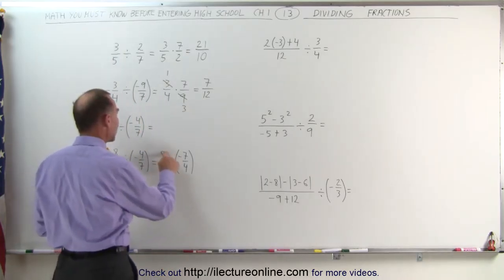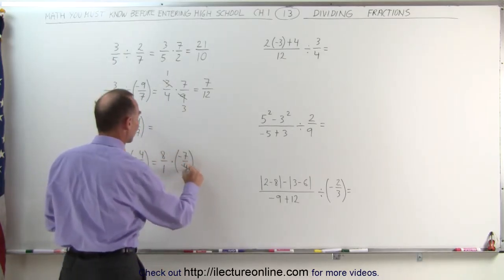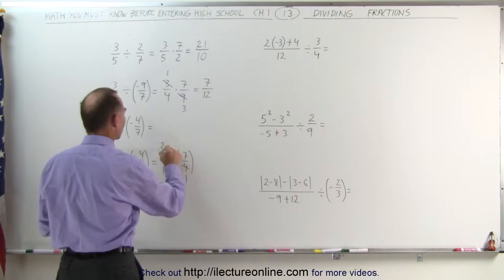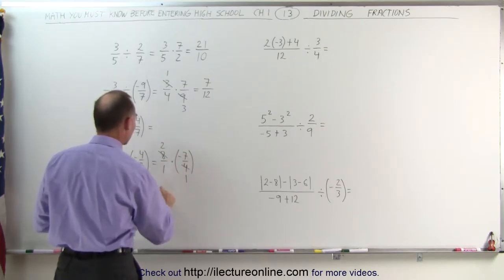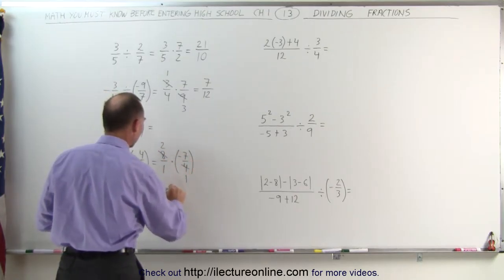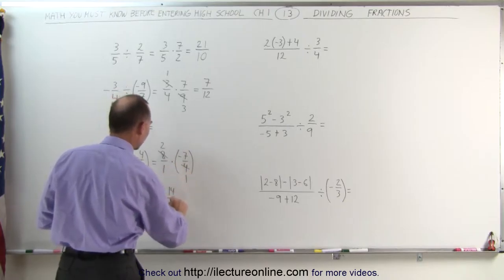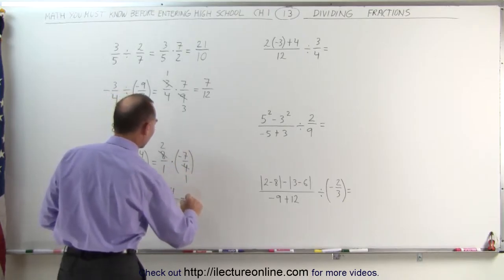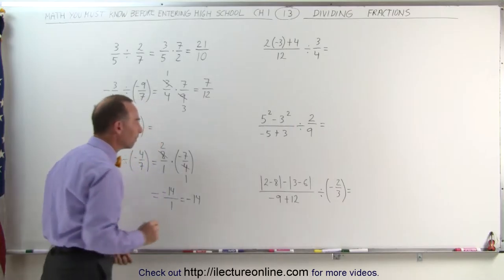I have an 8 here, I have a 4 there. 4 divided by 4 is 1, 8 divided by 4 is 2. And so simply now we get 2 times a negative 7, which is negative 14, over 1 times 1, which is 1. And that can be simplified as simply a negative 14.